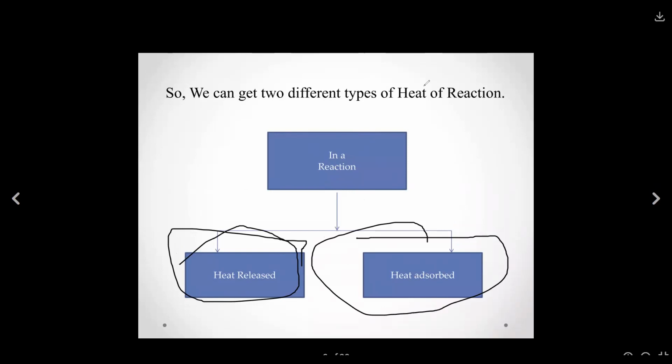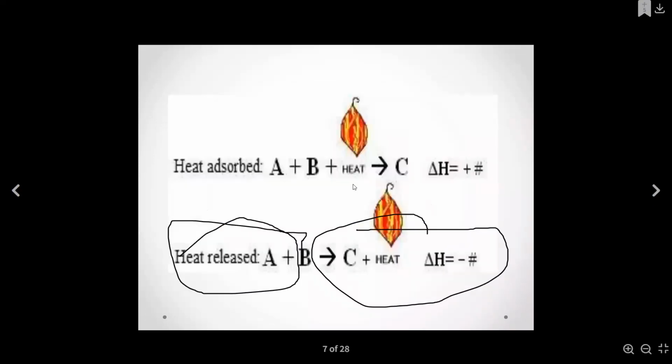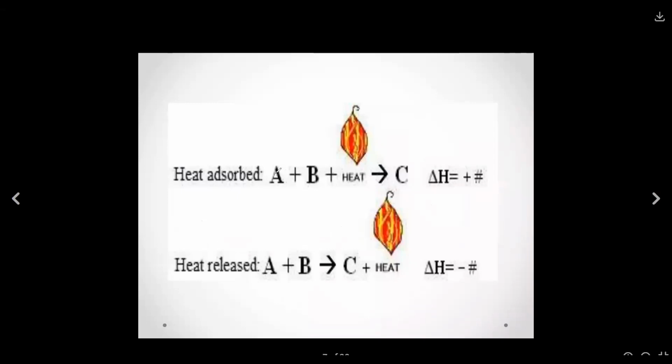Then the next thing, look at this. We have the heat absorbed. You see, this is A. So A reacts with B plus heat. So you see, in this reaction, heat is absorbed. That is, for A and B to react to produce C, heat must be absorbed by A and B. So that is where we have heat absorbed.